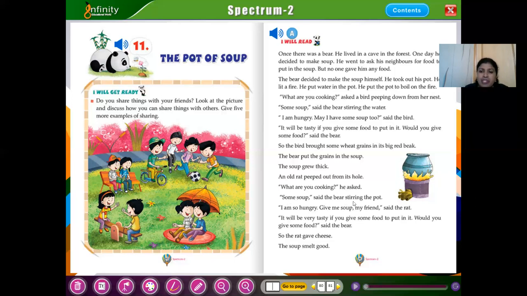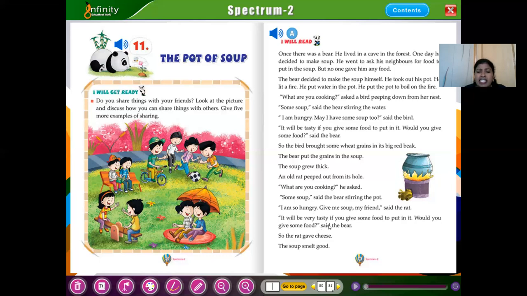"Some soup," said the bear, stirring the pot. Again, the bear is simply stirring the pot, that is, shaking the water that he has put in that pot. So he said, some soup. "I'm so hungry. Give me soup, my friend," said the rat. So when the bear said that he is preparing a soup, the rat asked, "I'm also so hungry. Give me some soup, my friend." Now just remember, children, in the beginning no one gave anything. Now he is asking, "You are my friend. I'm also hungry. Give me some soup."